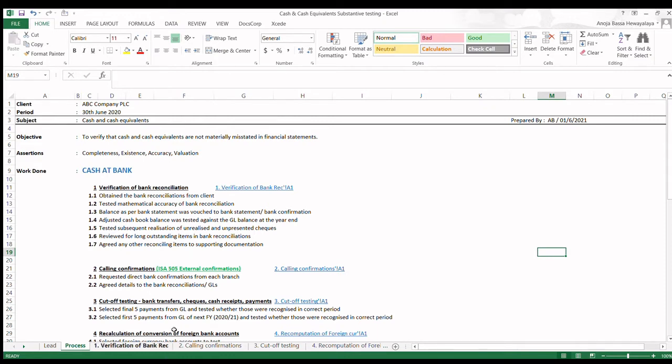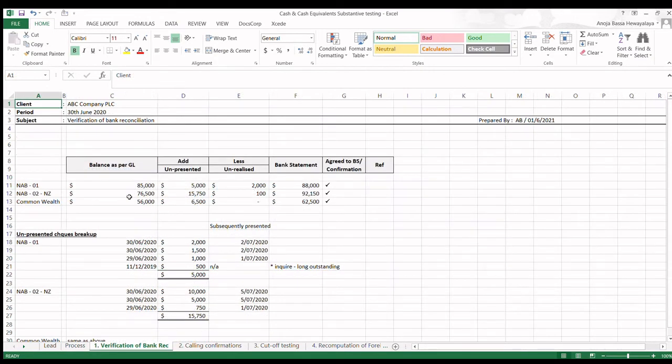I'll just show you my working paper. This is my working paper for the first procedure. I have started with the balance as per GL and reached the bank statement balance, and I have agreed the bank statement balance with the bank statement and confirmations. So I have reconciling items, and I have taken the breakup of them and tested the subsequent realization to the bank with the subsequent bank statements. This procedure verifies the existence and accuracy of cash.